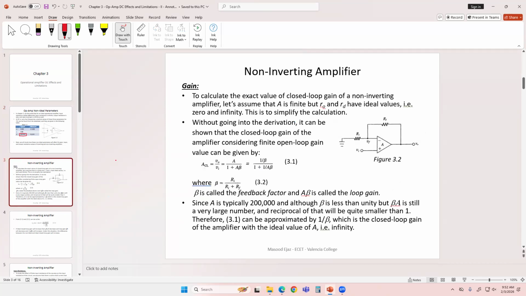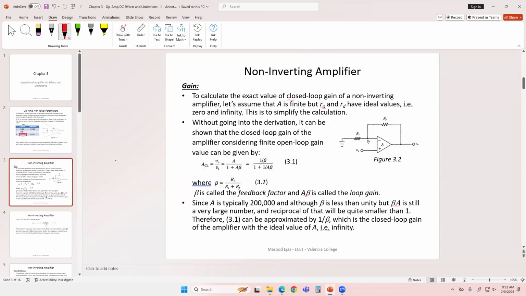So we're going to look at our 2 basic amplifiers, non-inverting amplifier and inverting amplifier, and compare the closed loop gain in ideal condition and non-ideal condition. Okay, so we have again three parameters. We have non-ideal input resistance, non-ideal output resistance, and non-ideal value of the gain A. So we're going to see what will be the effect of these three things.